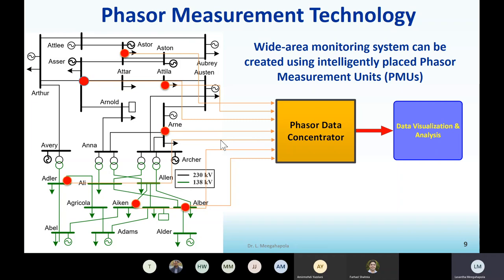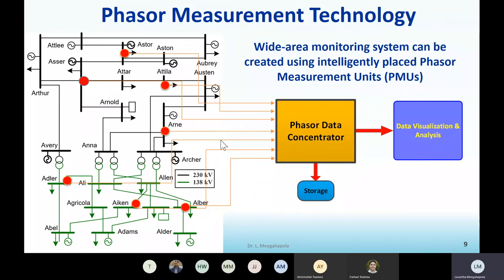This PDC part, as well as the data visualization part, usually happens at the system operator level. And the other important thing is we can store this data as well. One of the important aspects of storing this data is that after it gets stored, you can run various different data analytics algorithms to capture other aspects of the network. These are not real-time aspects. For example, if you have some sort of oscillations present in the network, you can analyze this data and obtain different information relating to system oscillations.